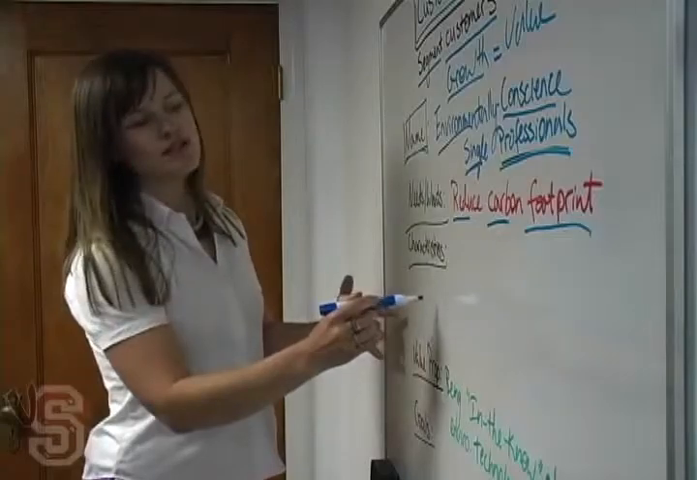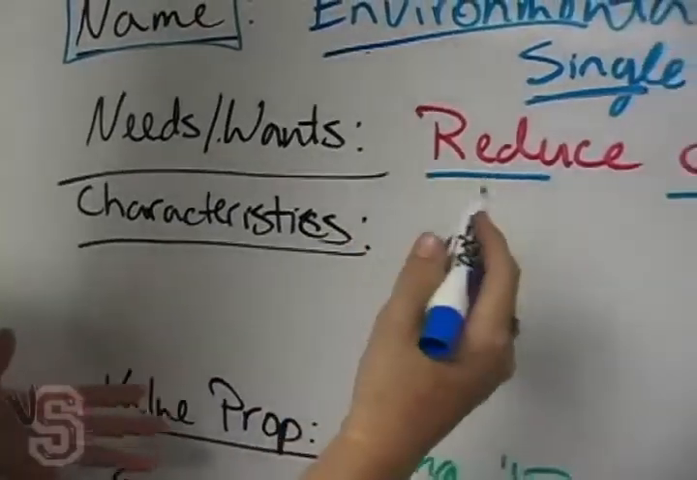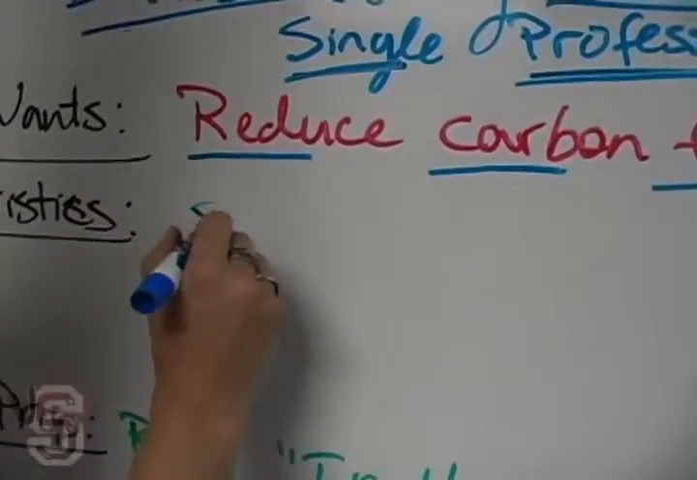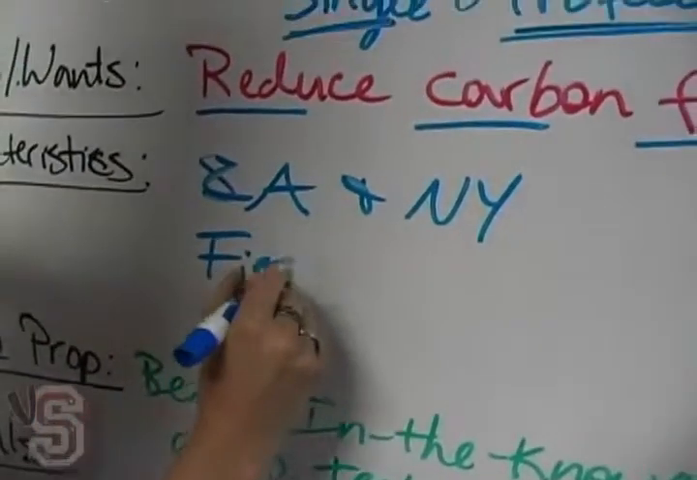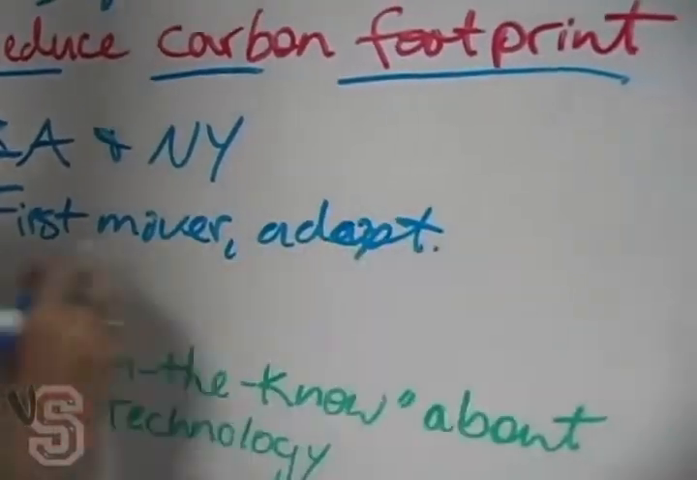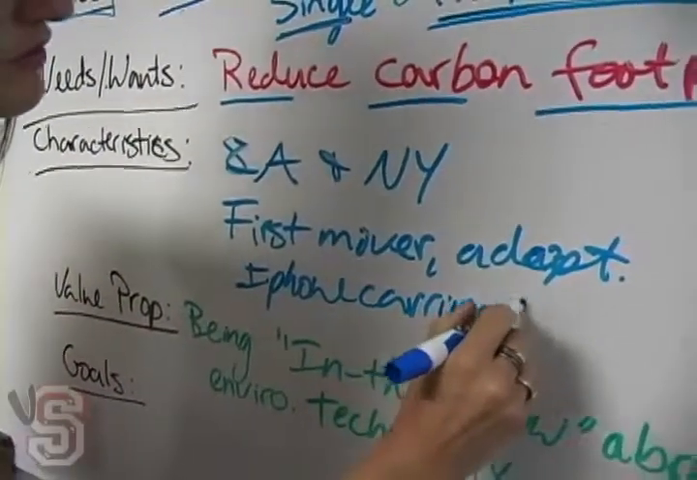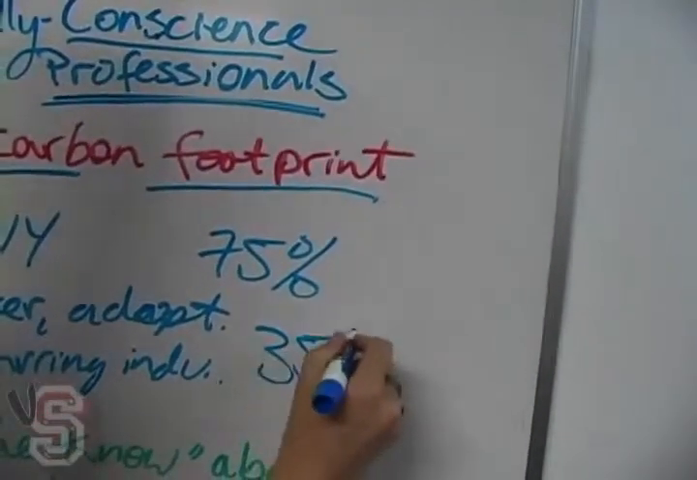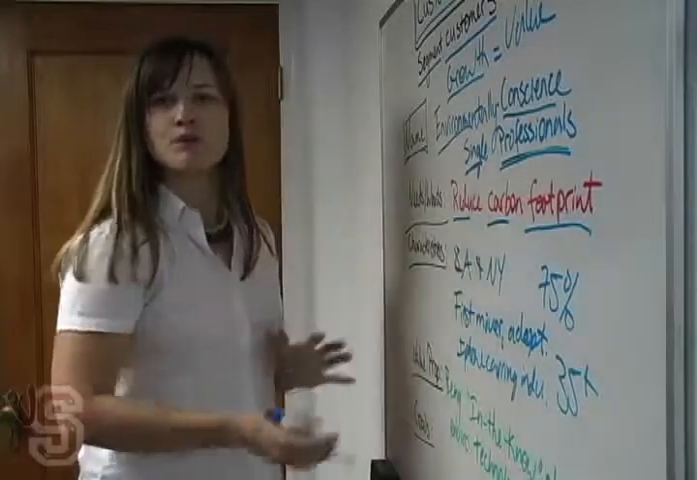Next, we roll to characteristics. So who are these people? Let's see if we can define them well enough to shake their hand. So who are they? Well, they happen to be, interestingly enough, living in California and New York. First movers or adopters of technology, iPhone-carrying individuals, and interestingly enough, about 75% of this group happens to be male, and they also happen to be over 35. Now, those happen to be the characteristics based on some market research, kind of building out this customer group.